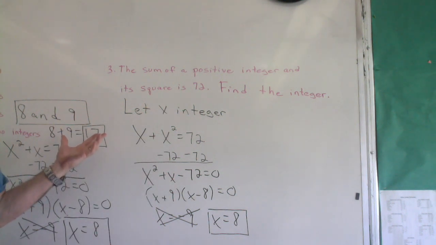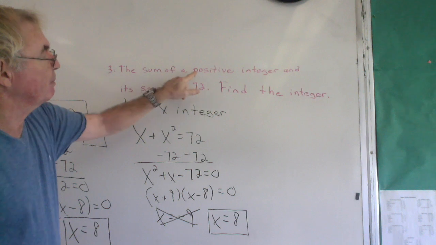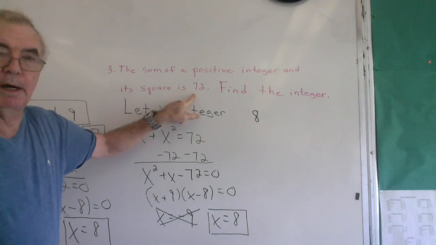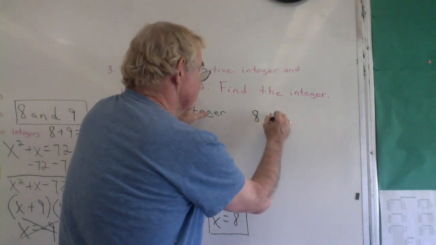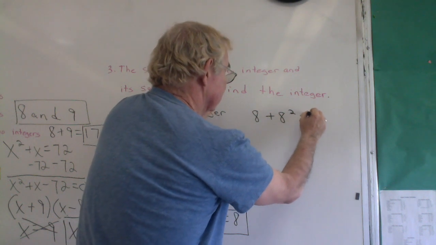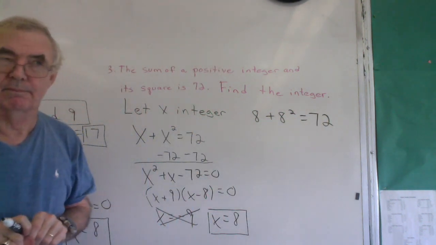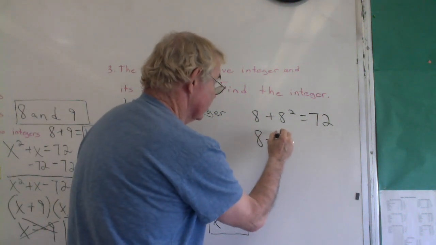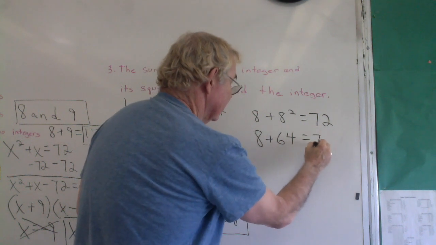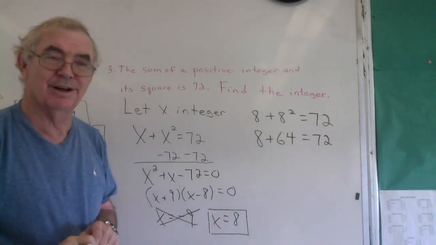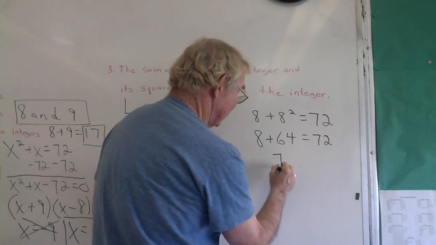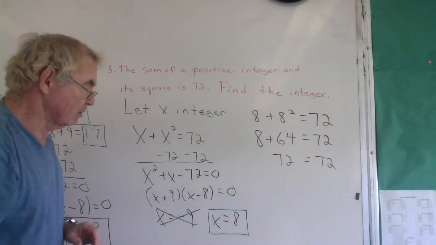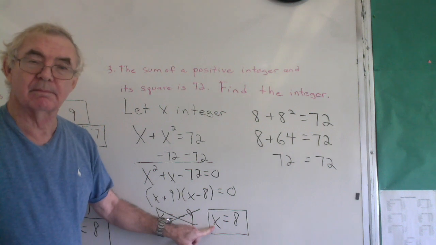Now let's check our answer. The sum of a positive integer, we found that to be 8, and its square. Is that 72? Let's see. 8 plus 64, is that 72? And we find out it is. So we have 72 is equal to 72. So our answer to this question is x equal 8.